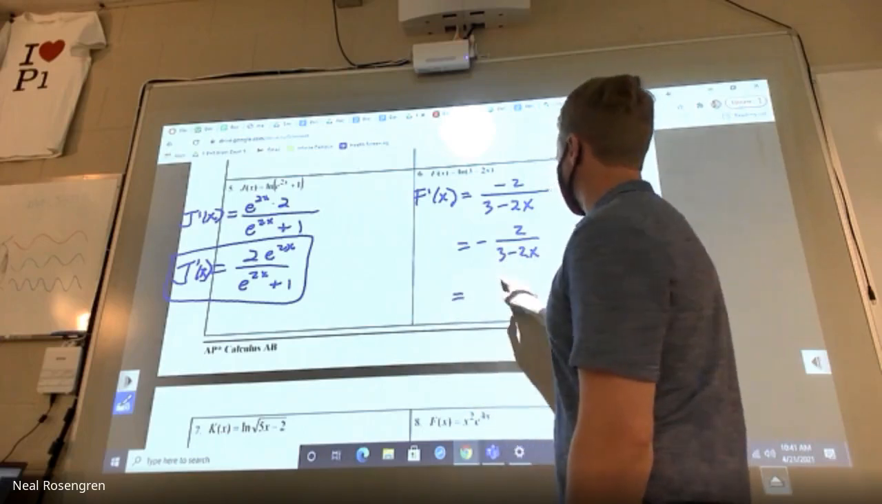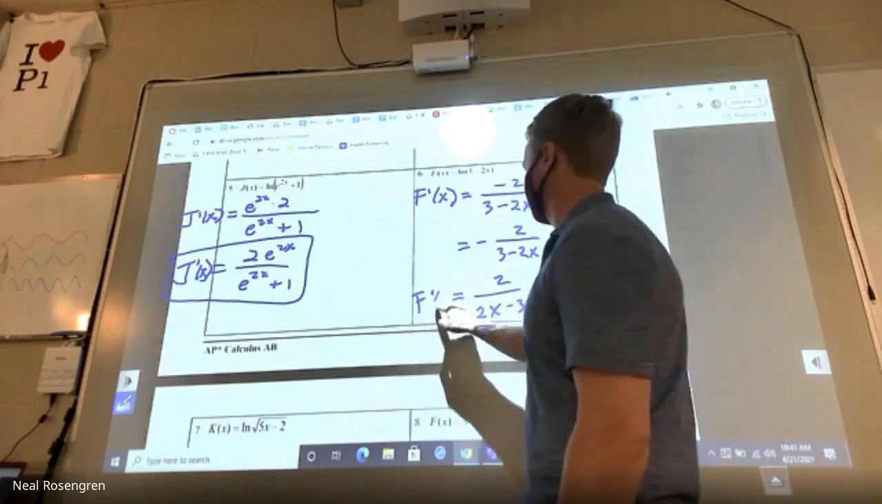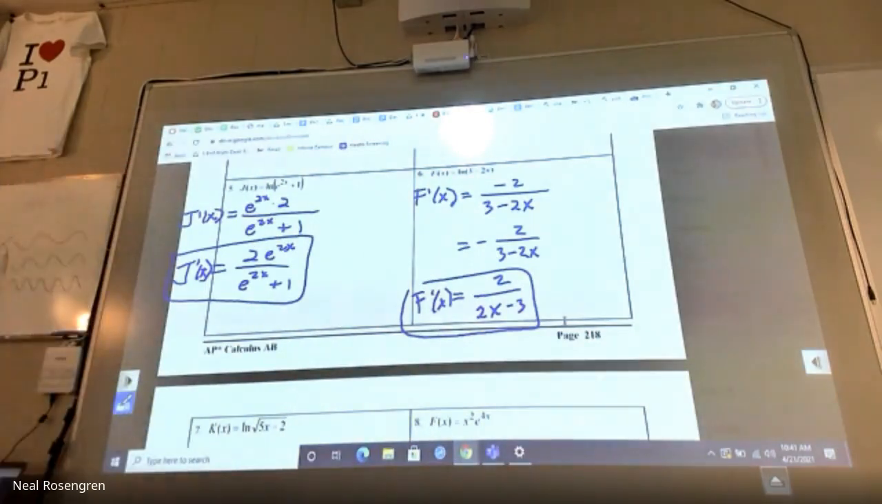Ooh, but I can distribute it and make it even nicer. I like that one the best. I'm not going to leave the negative up top. I'm going to pull it in front, but ooh, look at that. I can then multiply it into the bottom, which switches the order of stuff. That's fancy. That worked out real nice.